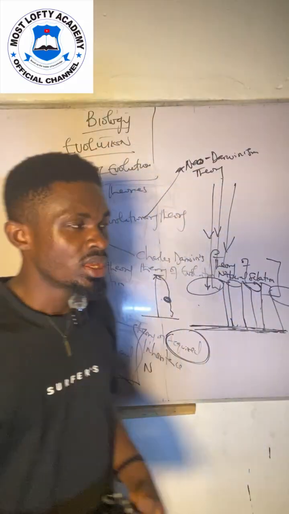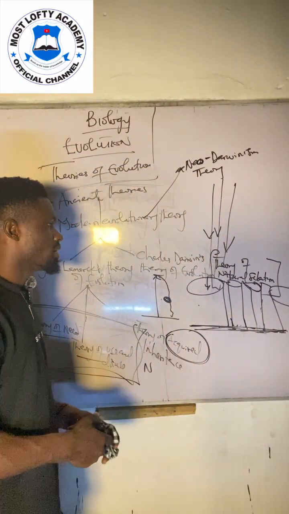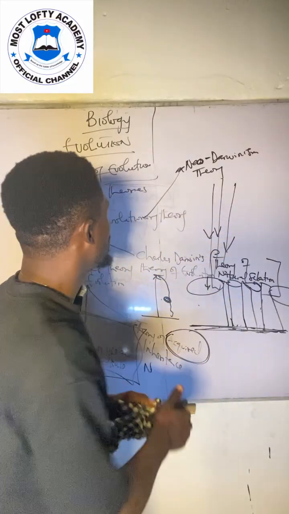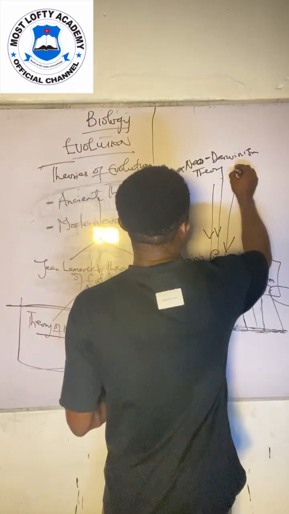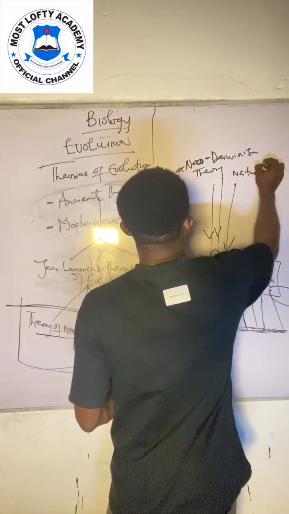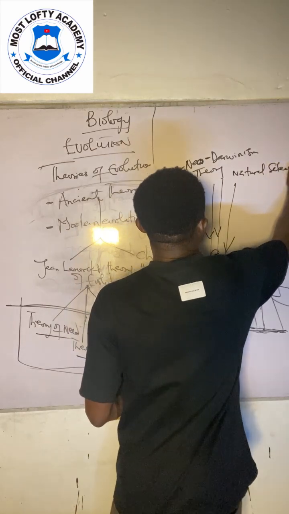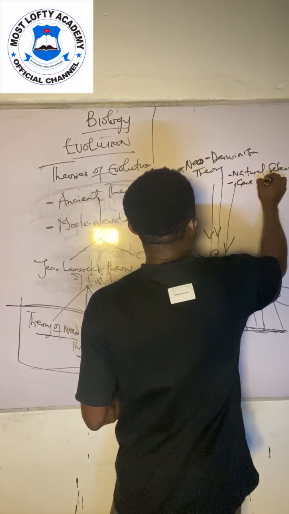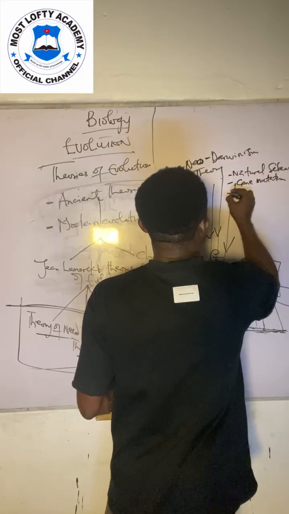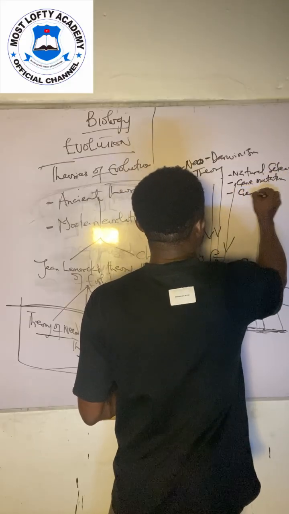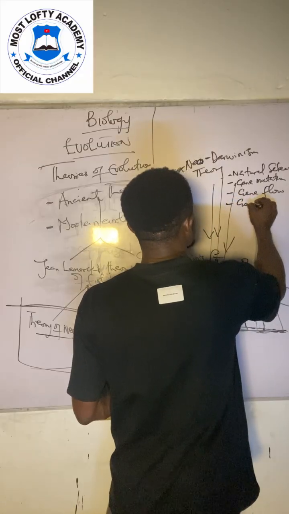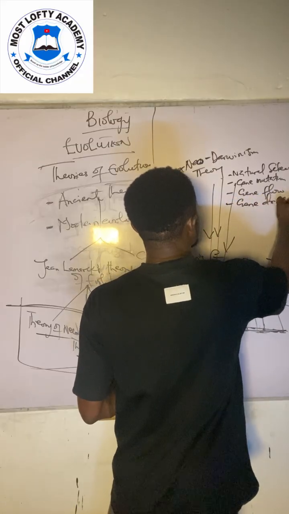This is a theory that supports natural selection as related to genetics. Am I communicating? Now, in neo-Darwinism, our key points are natural selection, another key point is gene mutation, another key point is gene flow, and then the last one is gene drift.